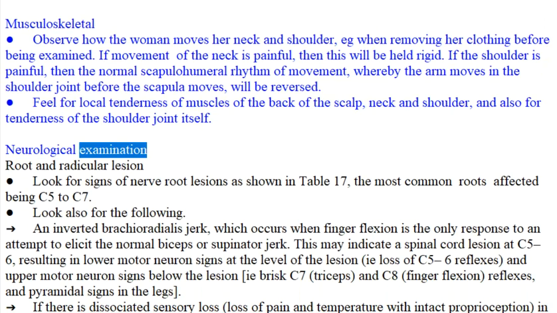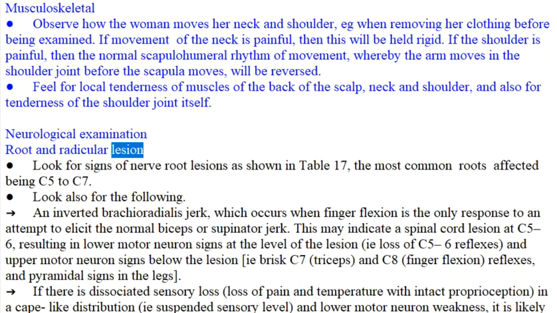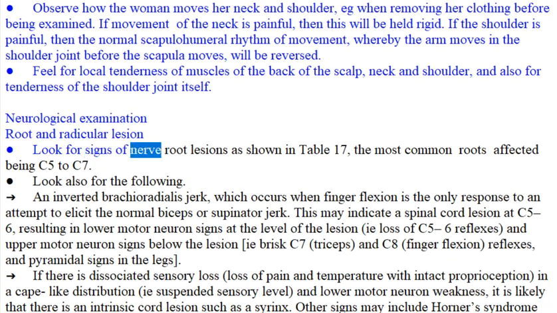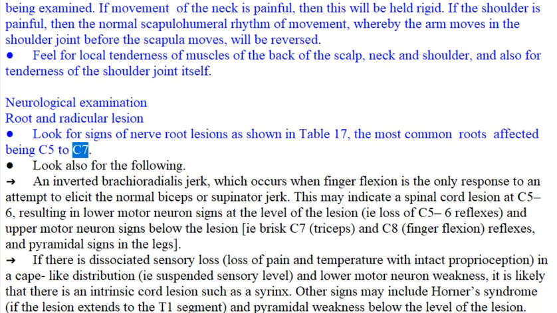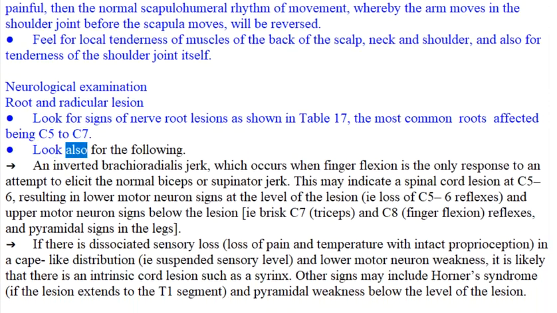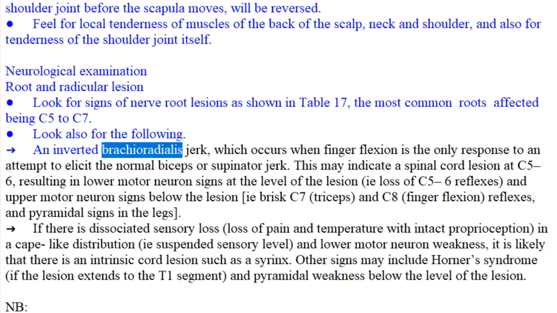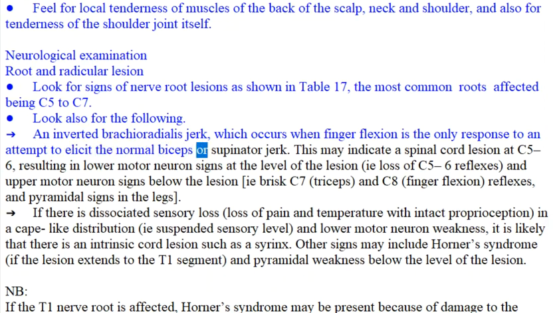Neurological examination. Root and radicular lesion. Look for signs of nerve root lesions as shown in Table 17, the most common roots affected being C5 to C7. Look also for the following. An inverted brachioradialis jerk, which occurs when finger flexion is the only response to an attempt to elicit the normal biceps or supinator jerk.